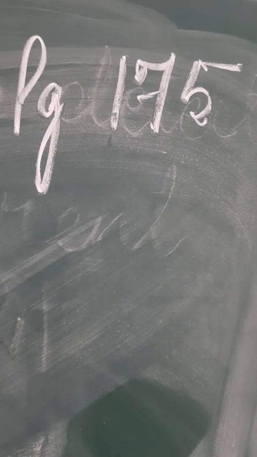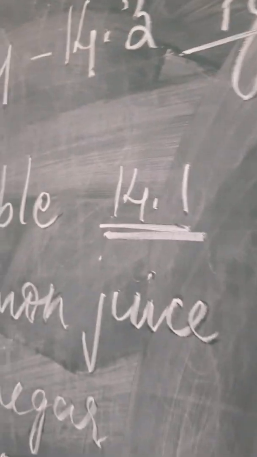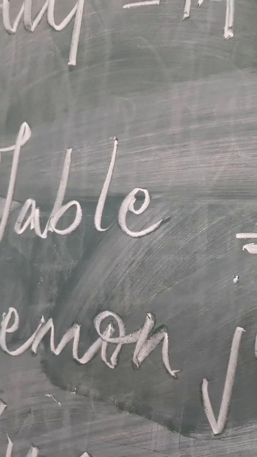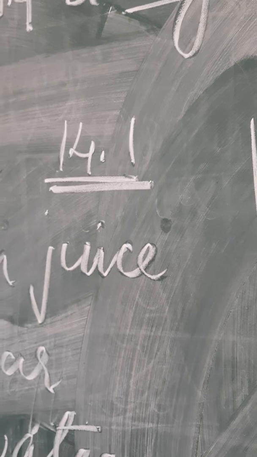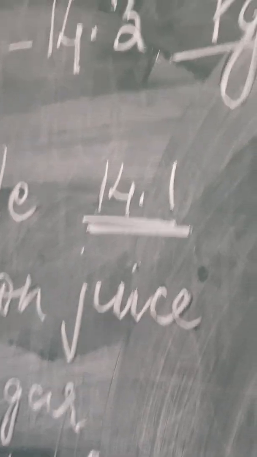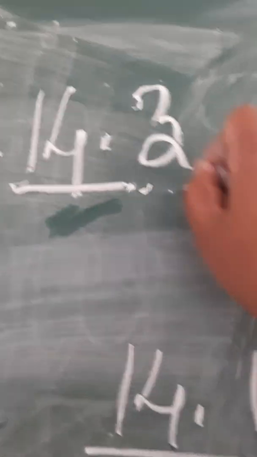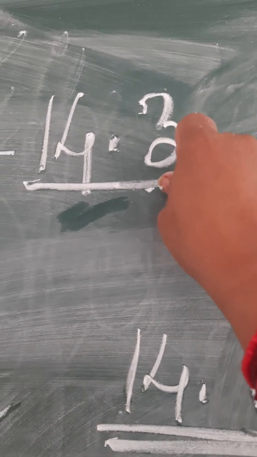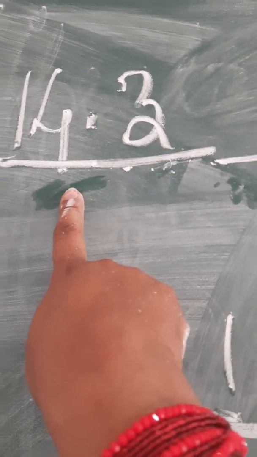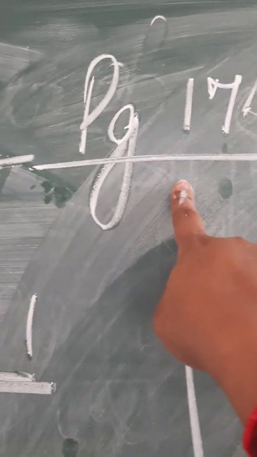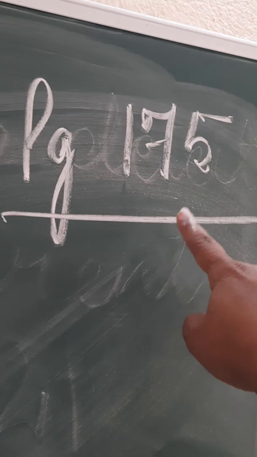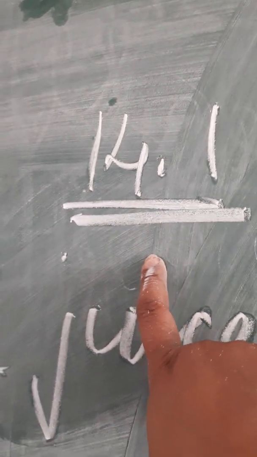This table is on page number 175 and the table is related to the activity. So it is table 14.1 and the activity is 14.3. The magnetic effect which we have seen, that activity is 14.3 on page number 174. Related to this activity, the table is on page number 175 and the table is 14.1.